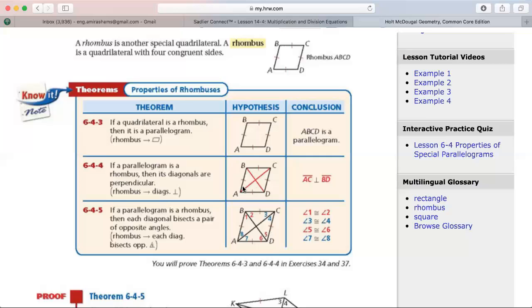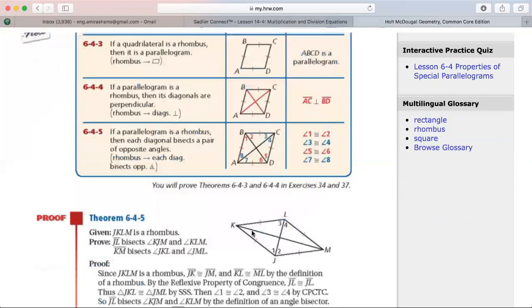We learned that the diagonals of the rhombus are perpendicular to each other. AC is perpendicular to BD. What else have we learned? We learned that the diagonals bisect the angles. Bisects the angle means that the angle is divided into two equal angles.